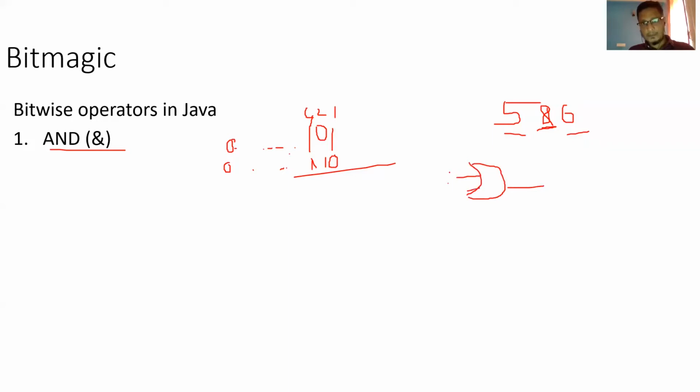So if the input is 1, 1, then only the output will be 1. If any of the inputs is 0, then the output is 0. For example, in this case 1, 0, the output is 0. 0, 1 also gives output 0, whereas 1, 1 only gives output 1. So what result will you get? You will get 4, right? 5 AND 6, the result will be 4.